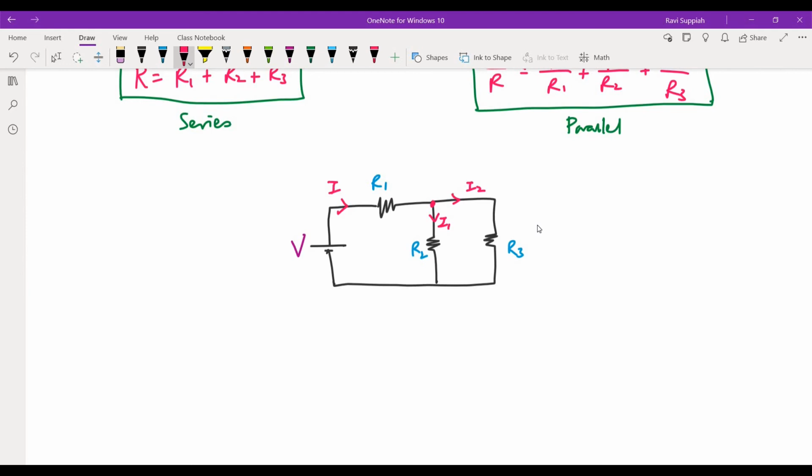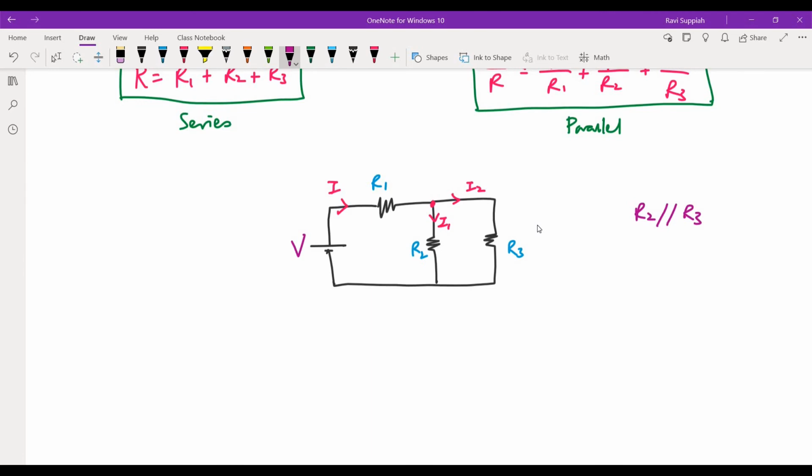So since there is a split into two resistors R2 and R3, we can say that R2 and R3 are parallel to each other. That is always the easiest way to analyze it. Whenever there is a split in the current from a common point, then those components are parallel to each other.